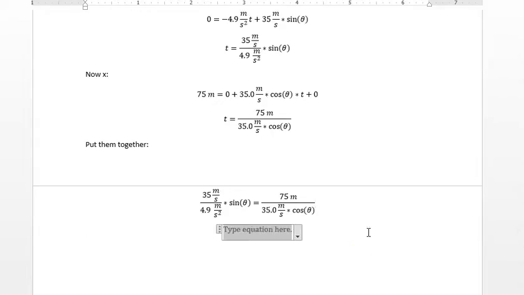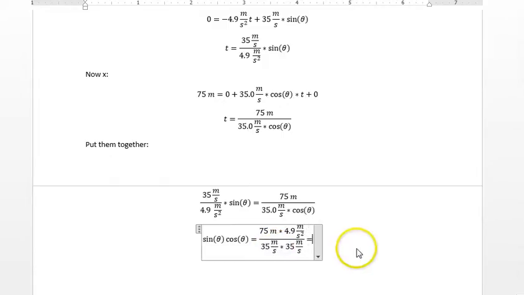Solve for theta in a sense, so I'm going to say sine theta times cosine theta is 75 meters times 4.9 meters per second squared divided by 35 meters per second times 35 meters per second. Right? And you'll notice in the top we have meters squared per second squared. In the bottom we have meters squared per second squared. All the units cancel out as they have to, since we are looking at sines and cosines here.